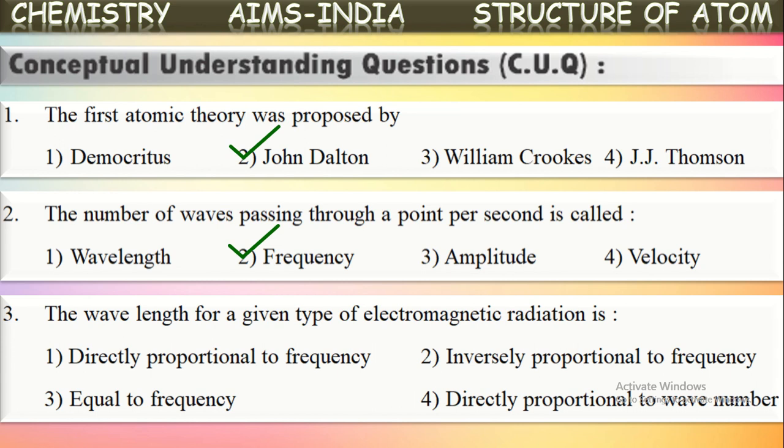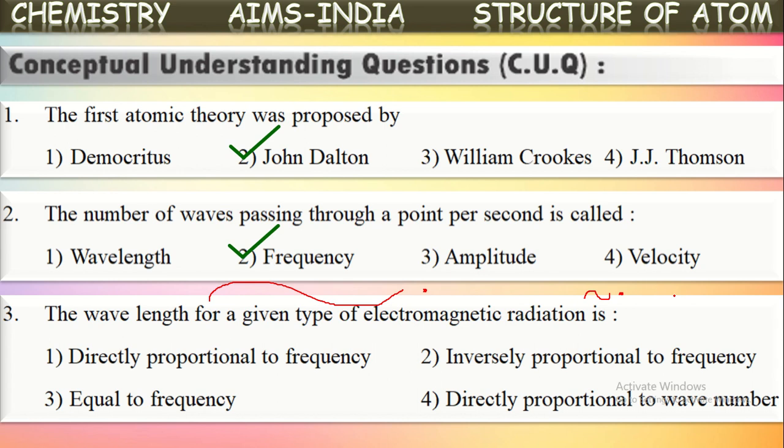Suppose a wave has a very long wavelength. If a point is kept in the path of this wave, the number of waves passing through this point per second will be less. If you take another wave with a very small wavelength like this, and a point is kept in the path of this wave, then the number of waves passing through the point per second will be greater.